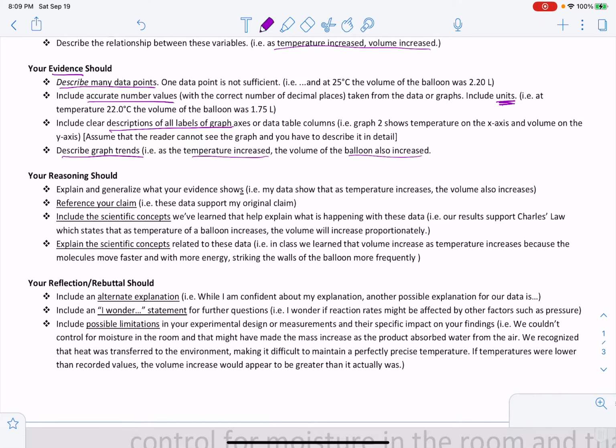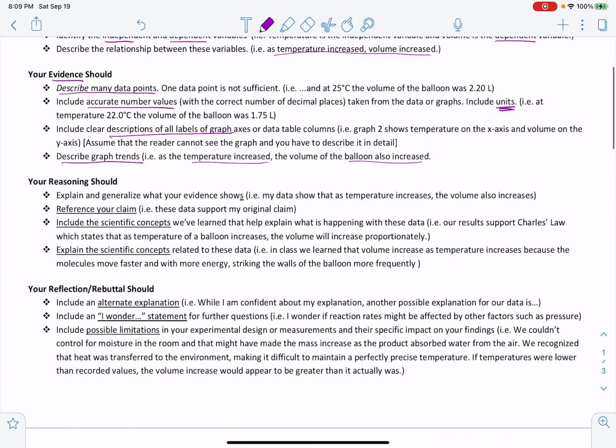In your reason, you should be able to explain what the evidence shows. My data show that as temperature increases, the volume also increases. So now you're going to write your explanations. You've not done any explaining so far. You're going to do that in your reason.